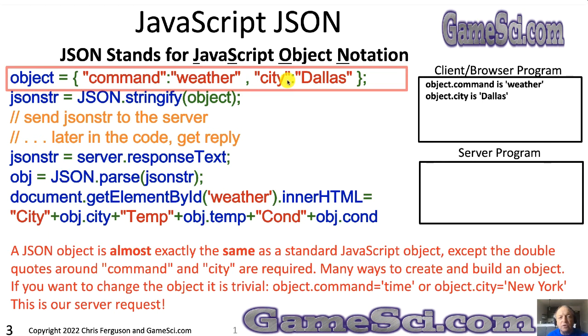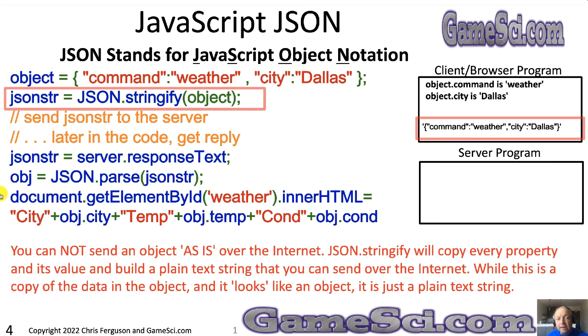This is going to be our server request. We're going to ask for the weather in the city of Dallas. Now to send this object to the server, we have to convert it to a string.